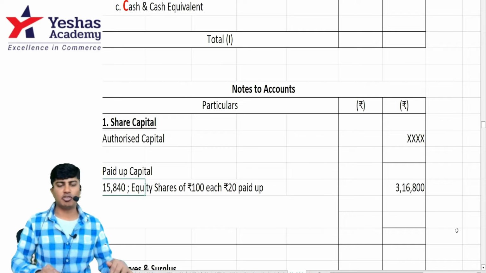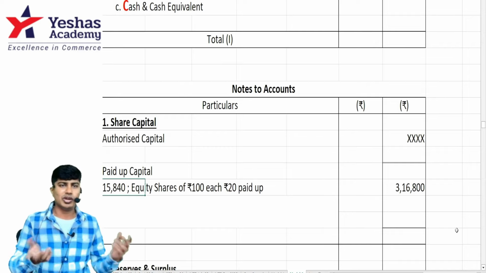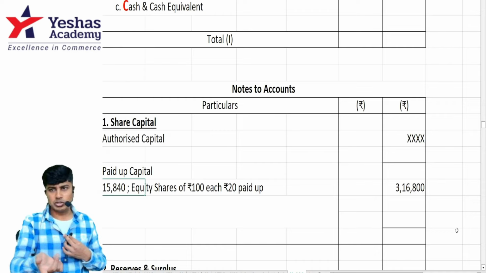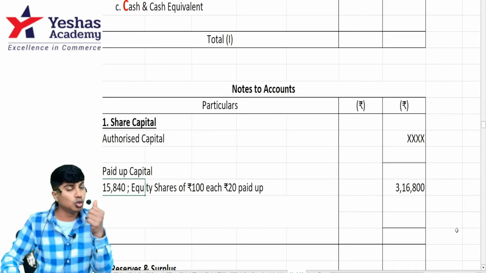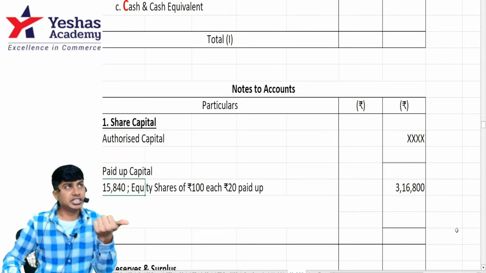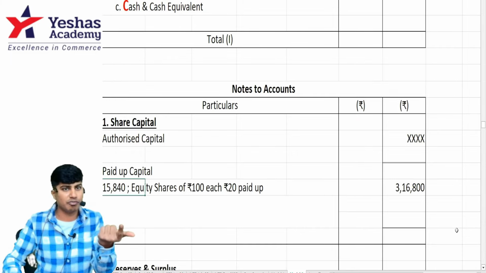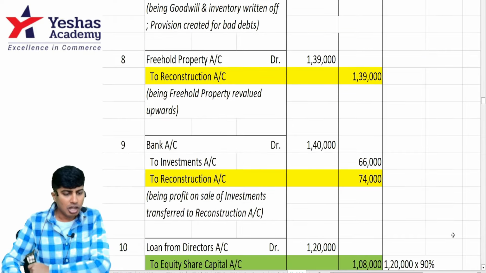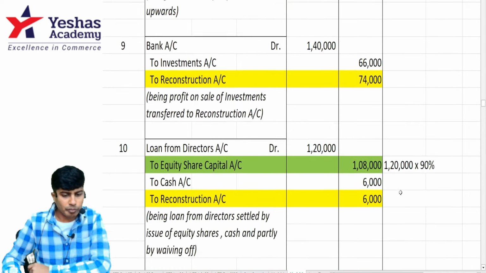15,840 equity shares of rupees 100 is 20 paid up. You could have assumed it to be 20 paid up also. Some shares are issued to loan directors. Some shares are issued to arrears of preference dividend. Both of them together is issued for non-cash consideration. How many shares did we give against loan?